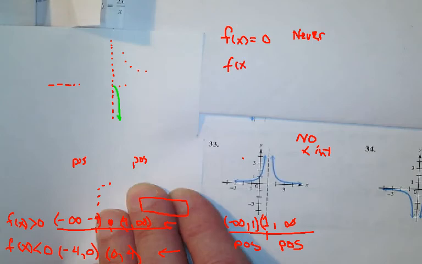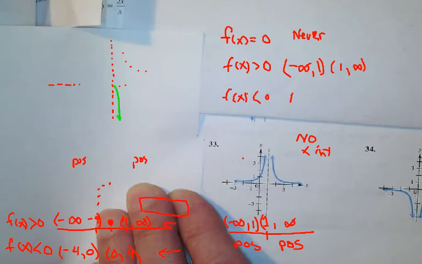When is it positive? Well, it's positive between negative infinity and 1. Remember, there's no answer at 1. You can't say it's positive from negative infinity to positive infinity because there's no answer at 1. And then how about when is it negative? Well, never. Right? So, that's what we're doing today.